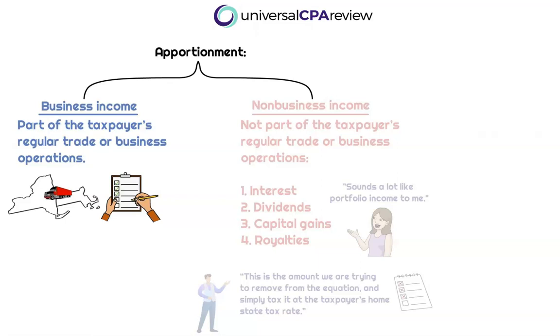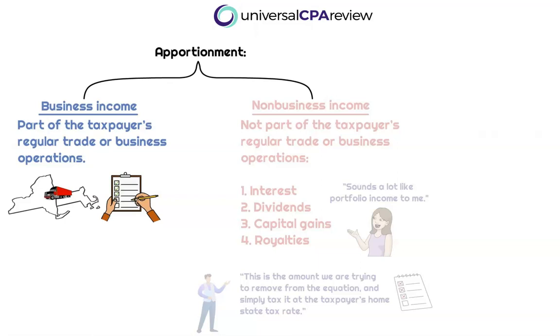Right, like we said, apportionment is going to be associated with business income. So when you're thinking about allocation, you're thinking non-business income. Okay, so what the exam might do is ask you to calculate a company's taxable income in its home state. And they might ask you for information that includes allocable income and apportionable income.